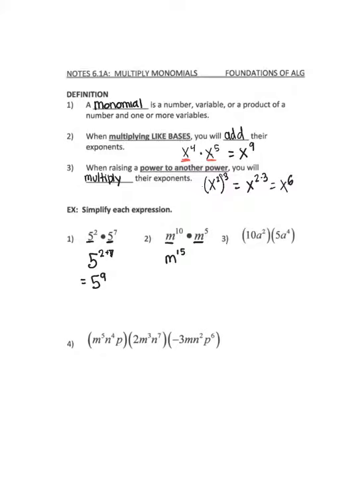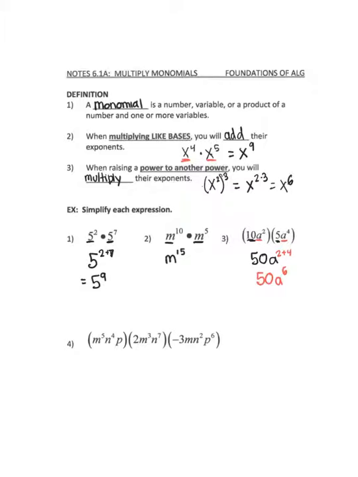For number 3, we have our constants out front, so we have 10 times 5. I'm going to multiply those numbers together. 10 times 5 gives me 50. And then I'm going to multiply my a's together. I have a to the 2nd times a to the 4th. When I'm multiplying like bases, both of them have a, I'm going to add those two exponents and get 2 plus 4. So that gives me 50, a to the 6th.